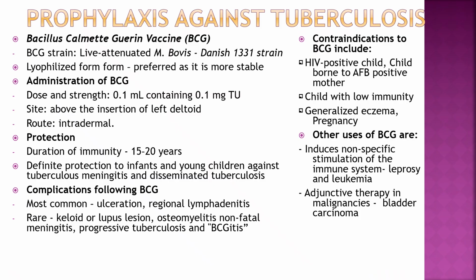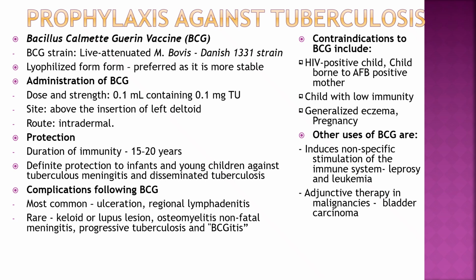Prophylaxis against tuberculosis: BCG vaccine, that is Bacille Calmette-Guerin vaccine, is used. The strain is live attenuated M. bovis Danish 1331 strain. Lyophilized form is used. Administration: 0.1 ml containing 0.1 milligram of vaccine. Site: above the insertion of the left deltoid, route intradermal. Protection: duration of immunity 15 to 20 years. Definite protection to infants and young children against tuberculous meningitis and disseminated tuberculosis.